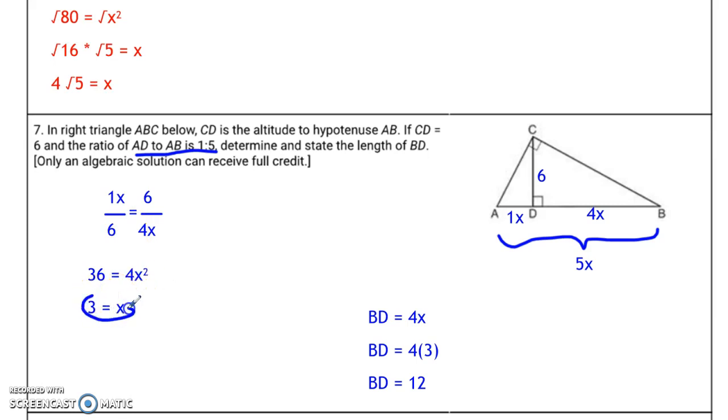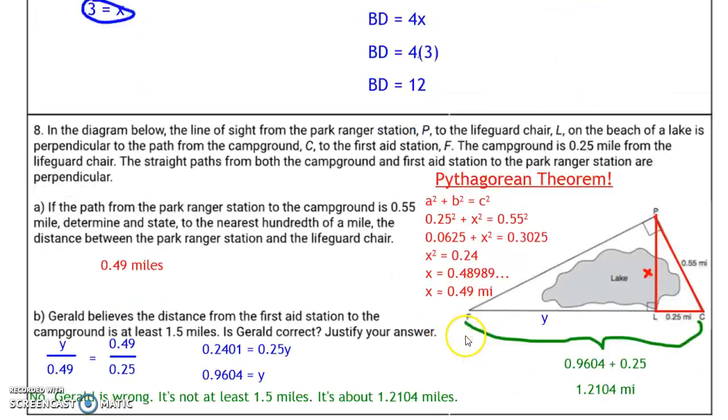This was almost the exact same equation on the other side. We get 3 is equal to x. Then it asks for the length of BD. So in order to find the length of BD, we take 4x and substitute in x. We get BD is equal to 12.